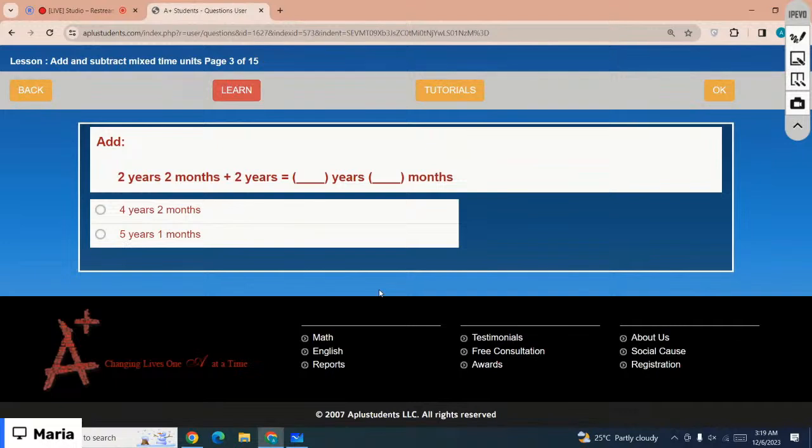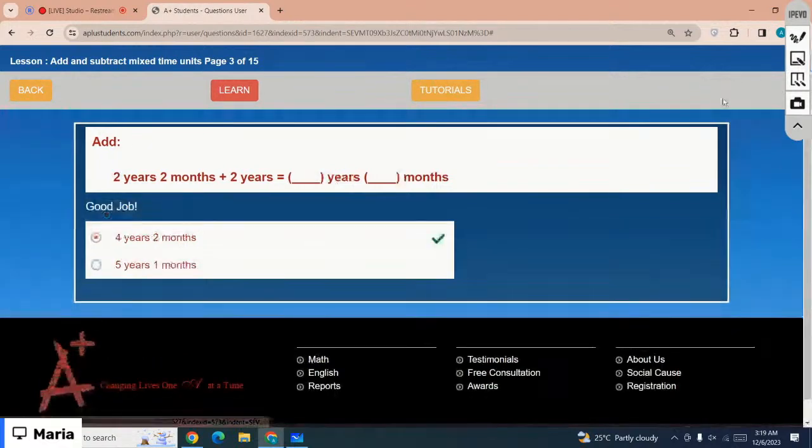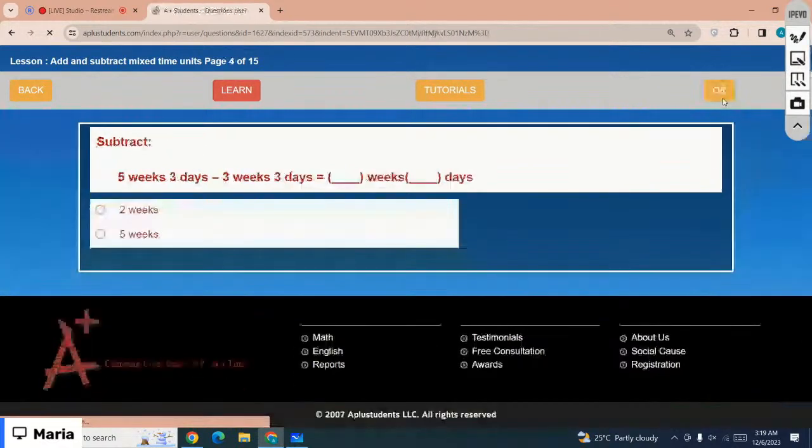Yes, the correct option is 4 years, 2 months. Option number 1 is the correct option, right? That is 4 years and 2 months. Okay, 5 weeks, 3 days minus 3 weeks, 3 days, which is the correct option?